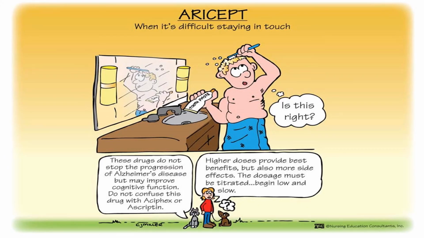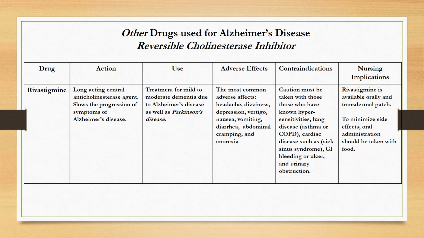And I've got you another pictogram. This is the donepezil. The trade name on it is Aricept, and so you can look at that one. We want to start at the lowest dose. It can be increased to help with the symptoms, but of course, anytime we increase doses, we also have a risk for increased adverse effects as well. And you see the gentleman's using toothpaste to brush his hair there, so very confused and memory problems.